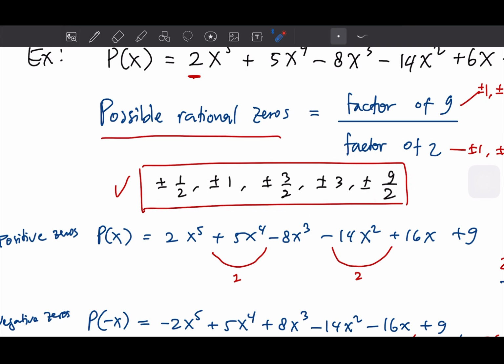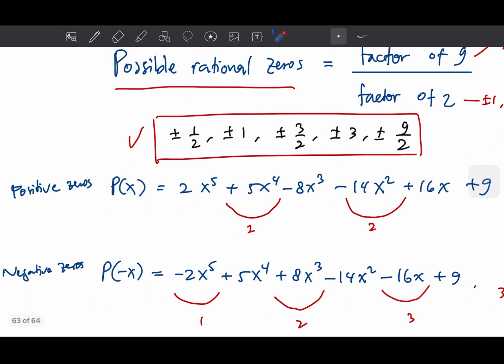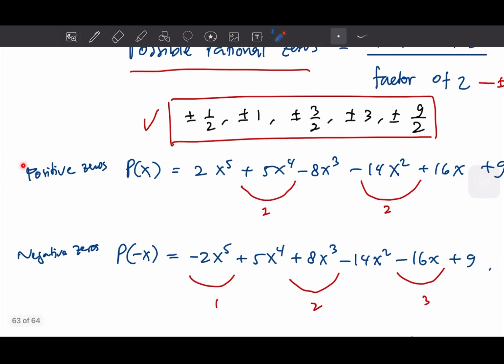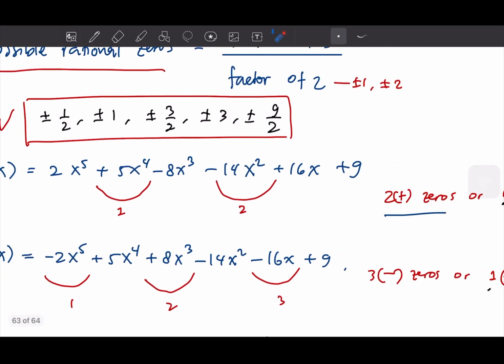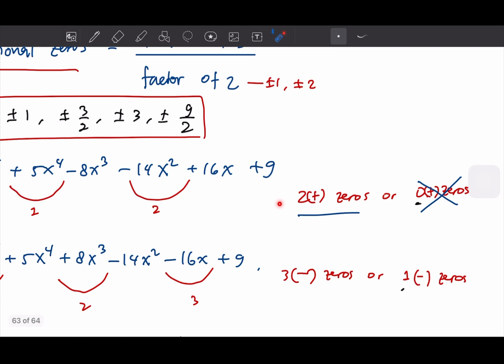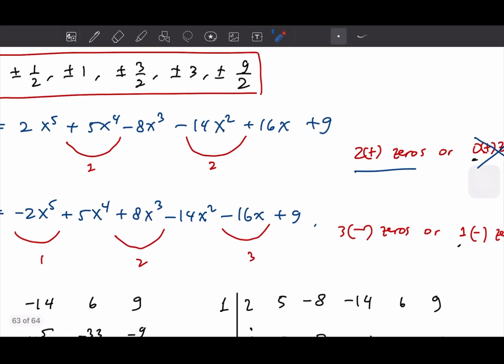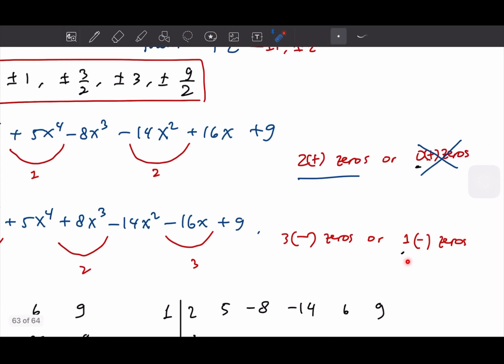Now to narrow our conclusion, we could check how many positive zeros we are going to find and how many negative zeros. And we get that from the positive zeros, we could have two positive zeros or nothing. And from the negative zeros, we could have three or one negative zero.